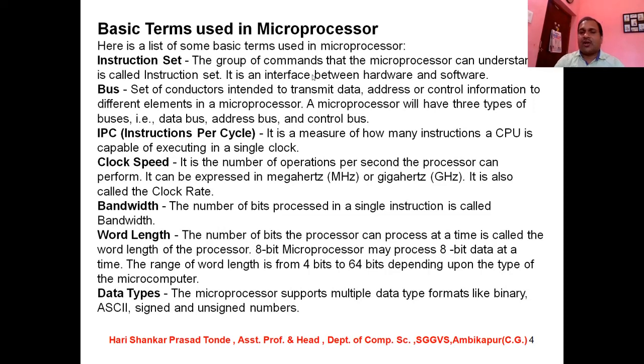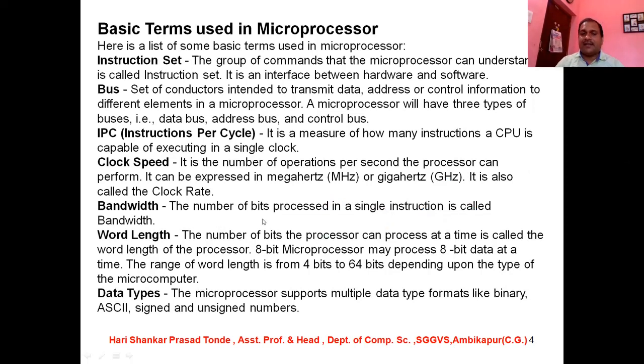So what is clock speed? It is the number of operations per second the processor can perform. What is bandwidth, students? Bandwidth is the number of bits processed in a single instruction.